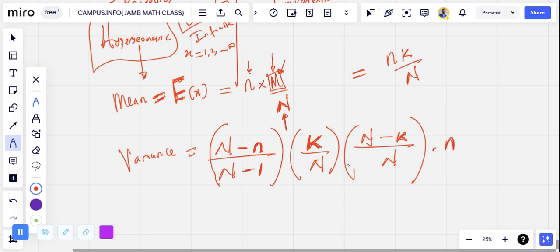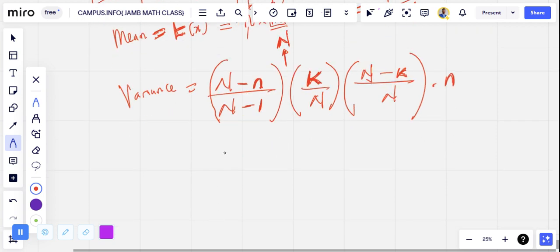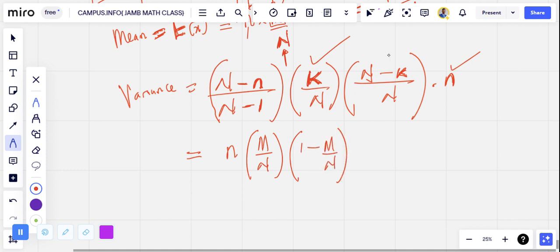Now, relate it to your own. That's your own. Call it for me again. Your own started with small n. Followed by M over n. So where is it? This is it here, right? Is it the same? Next, 1 minus, which is still the same thing as this. Do you know it's the same thing as this one?